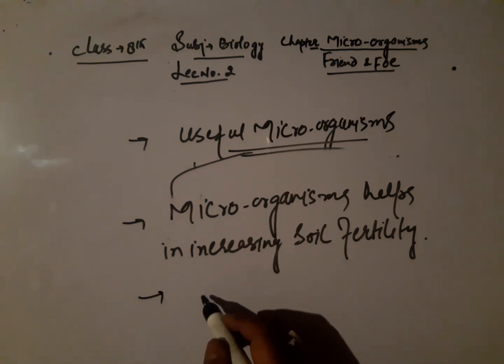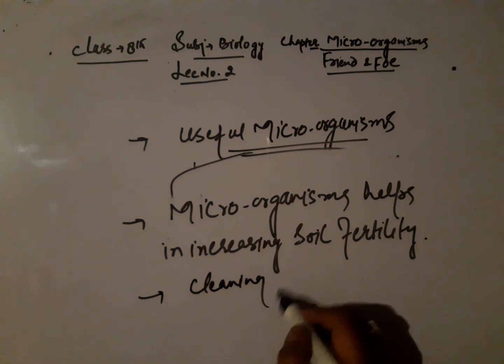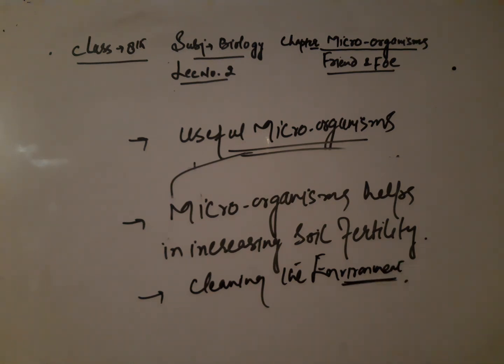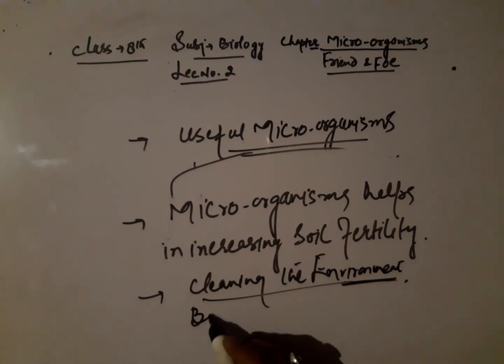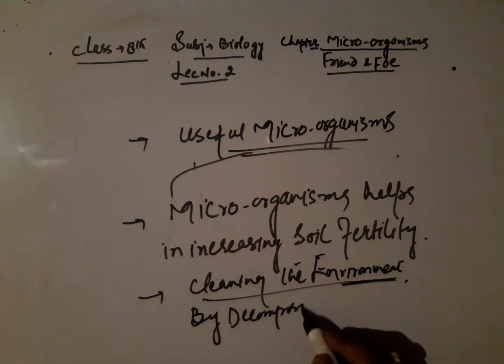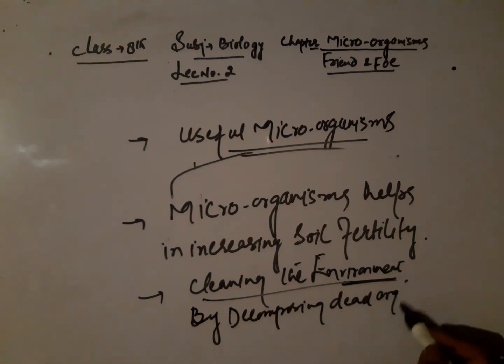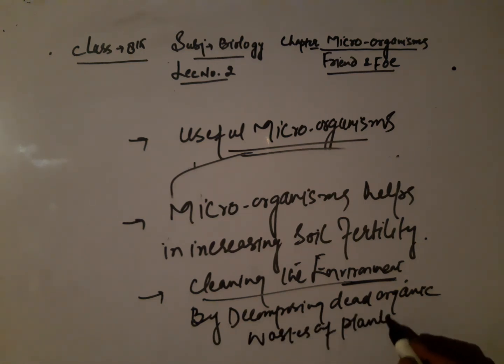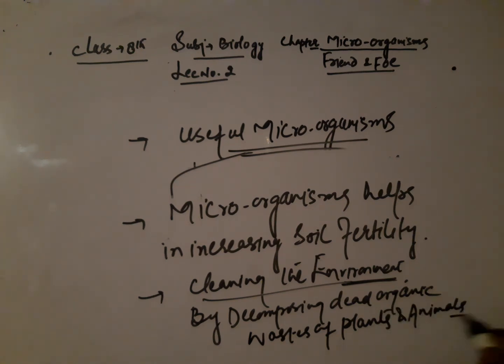Next, microorganisms help in cleaning the environment by decomposing dead organic wastes of plants and animals. Some other uses of microorganisms: some bacteria are used in leather and jute industries. Some bacteria also help in generating biogas. So these were the useful microorganisms.